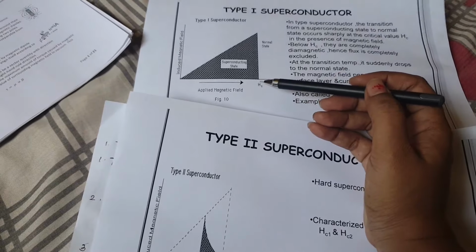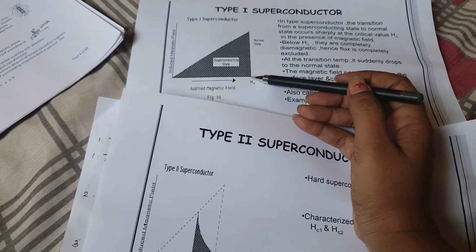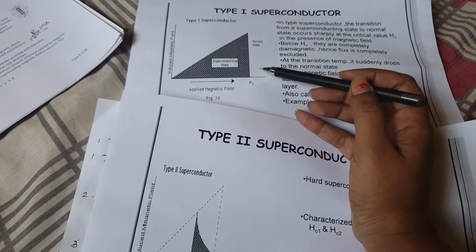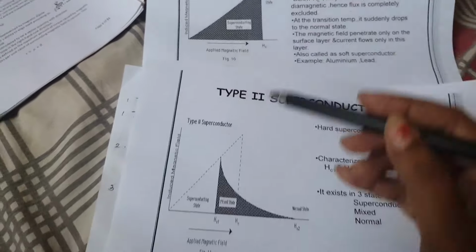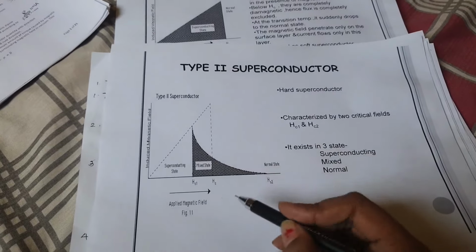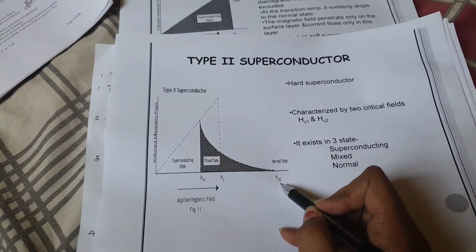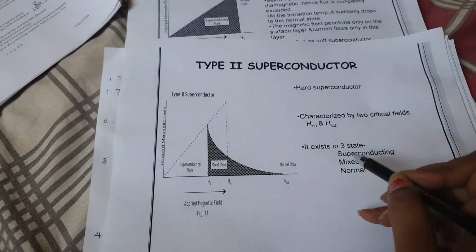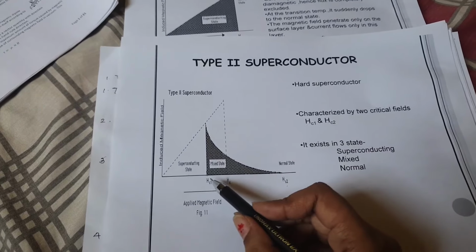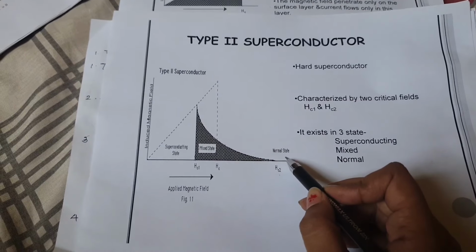Here in type 1 only one critical field is there, Hc, and because of this field it has two states, superconducting state and normal state. But here it has two critical fields, Hc1 and Hc2. Because of these two critical fields, it has three states: superconducting state, mixed state, and normal state.